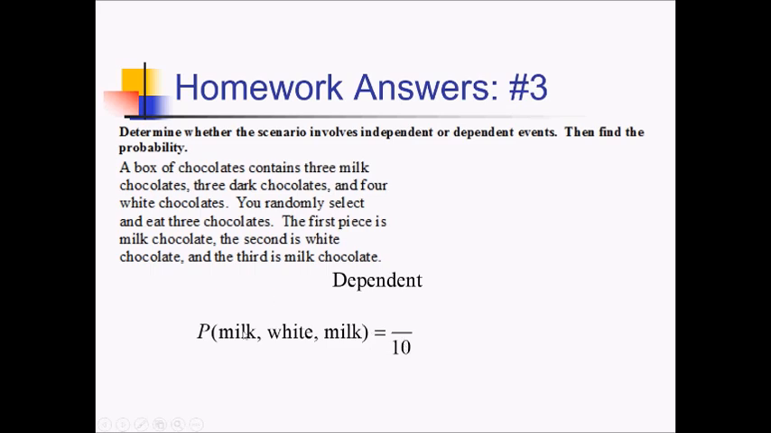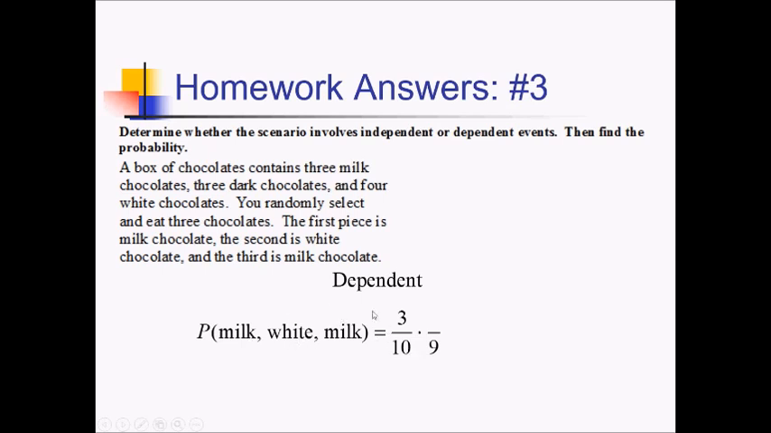Now, how many milk chocolates did we start with? Well, they said 3. So we have a 3 out of 10 chance of getting a milk chocolate on that first go-around. But now, let's say that we got that milk chocolate and we ate it and it was delicious. What are our probabilities now of getting a white chocolate on the second pick? Well, you've already eaten 1 of the 10 chocolates, so you're down to 9. Because again, these are dependent events. But now, what about the milk chocolates?